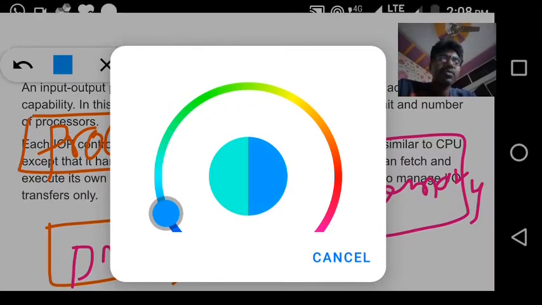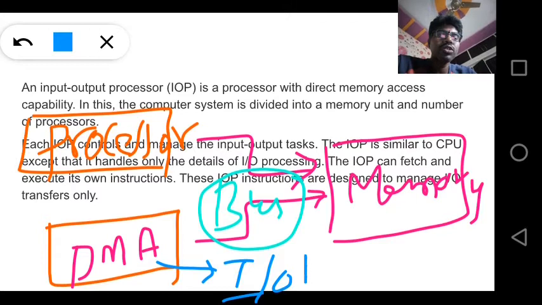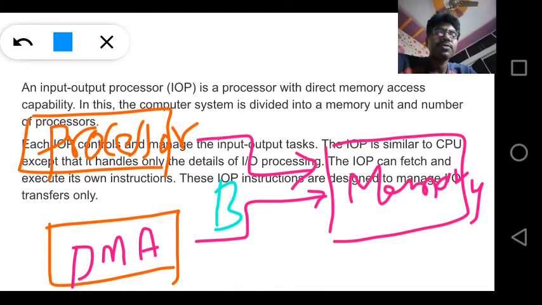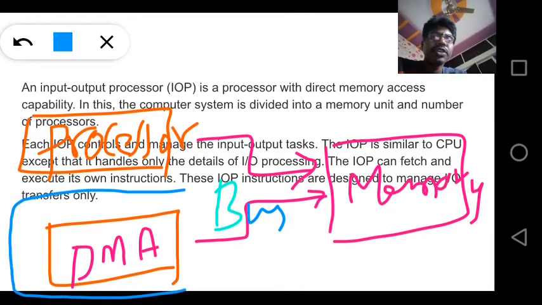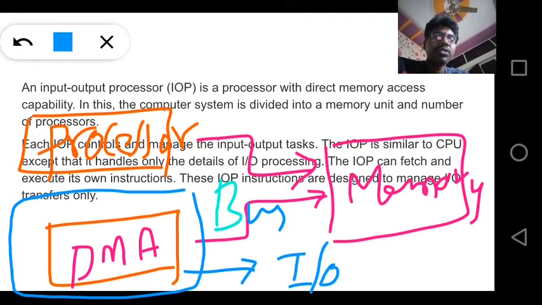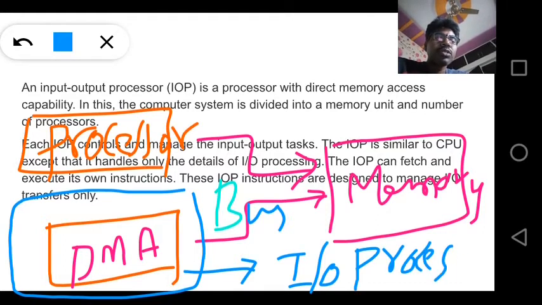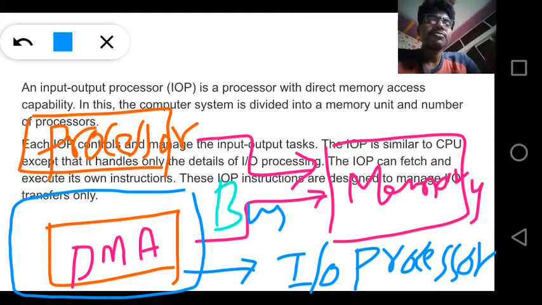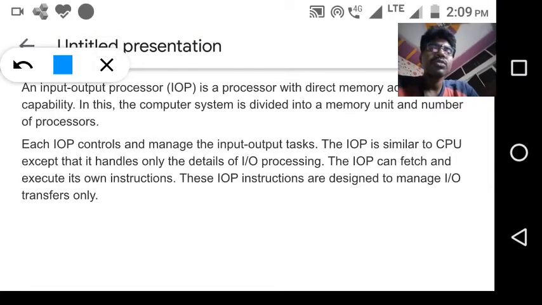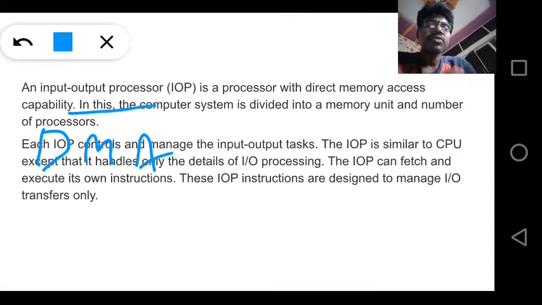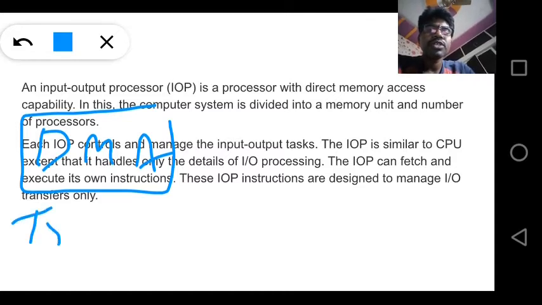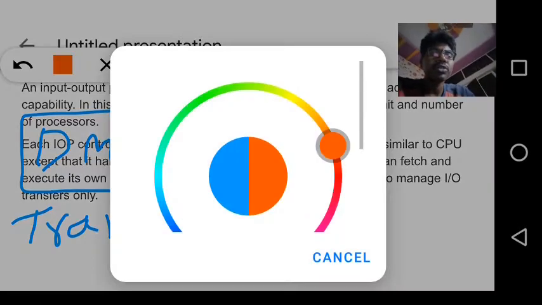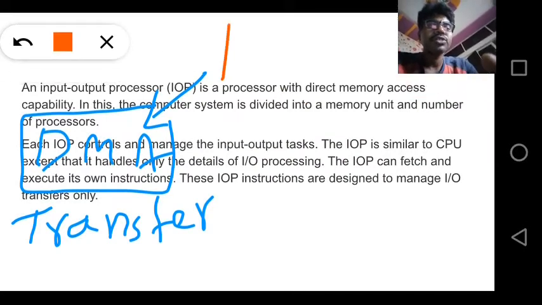DMA is a smaller one, but if I increase the scope of the DMA, it is called an IO processor. So first we should understand the difference between DMA and IO processor. If this is DMA, it has a limited job, only one job. When the processor initiates, the DMA is initiated by the processor. This is the most important thing to understand.